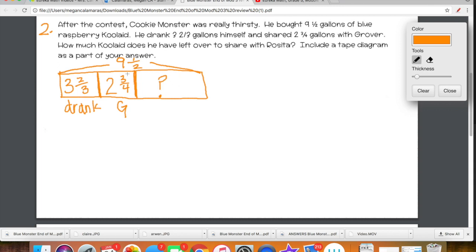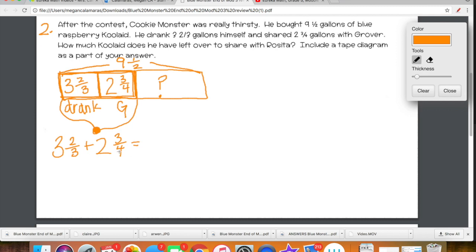And we want to know how much is left over. Okay, so we had 9 1/2 gallons. He drank 3 2/3 of a gallon, and then he shared 2 3/4 of a gallon. He had some left. We want to know how much did he have left. So this is going to be a couple of steps here. First, we need to figure out this missing part. We want to figure out the amount that he drank combined with the amount that he shared with Grover, because these two portions were taken away from our whole. Okay, so let's figure out what 3 2/3 plus 2 3/4 is, because that amount is going to give us a very, very handy bit of information.